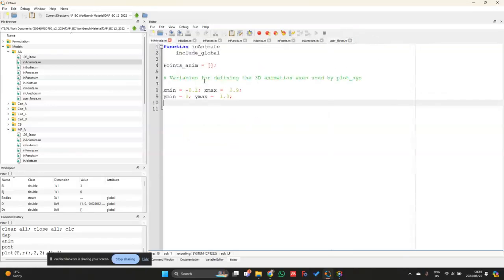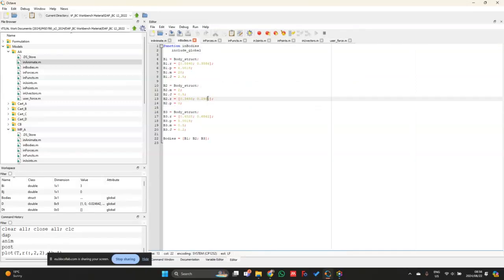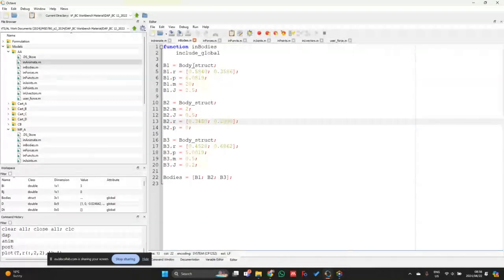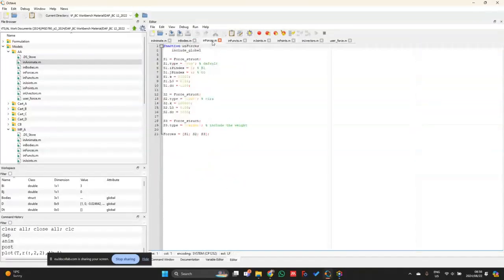Okay, but in our case for the McPherson suspension system, we can just specify x min, x max, y min, and y max. So these are already given, so we can assume that this is a fair interval to actually animate the system over. Then for in bodies, we once again have the 3 body structures that we specify, and then we have the coordinates and initial orientations for these bodies, and then their mass and moment of inertia properties as well. And then I just grouped them all together in the bodies list at the bottom.